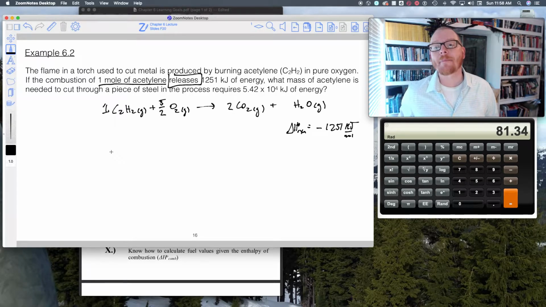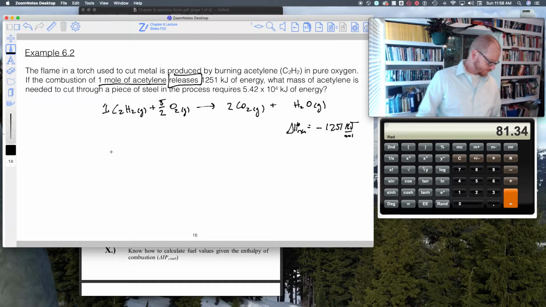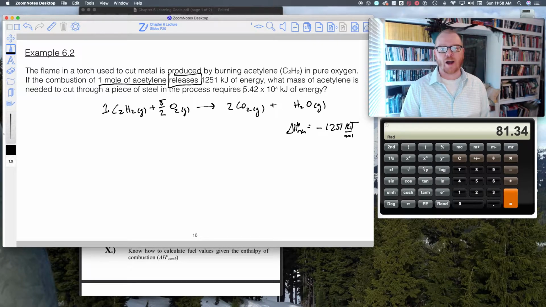So now it says what mass of acetylene is needed to cut through a piece of steel if the process requires 5.42 times 10 to the 4th kilojoules of energy. Okay, so how are we going to do it? I am trying to get to this quantity of energy, 5.42 times 10 to the 4th kilojoules. So I'm going to start with that number. Just like in our process of dimensional analysis, start with what you have, or what you need in this case. So what I need is 5.42 times 10 to the 4th kilojoules.